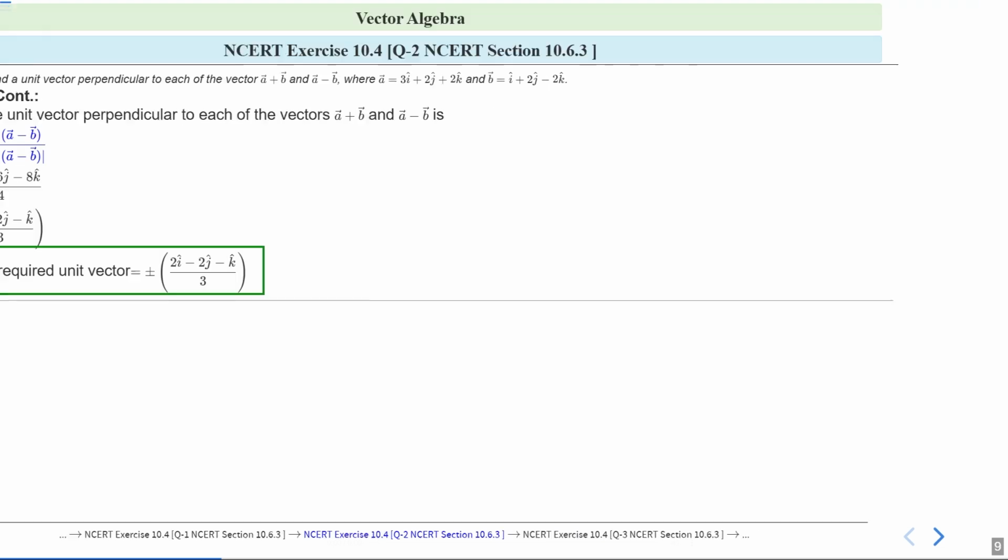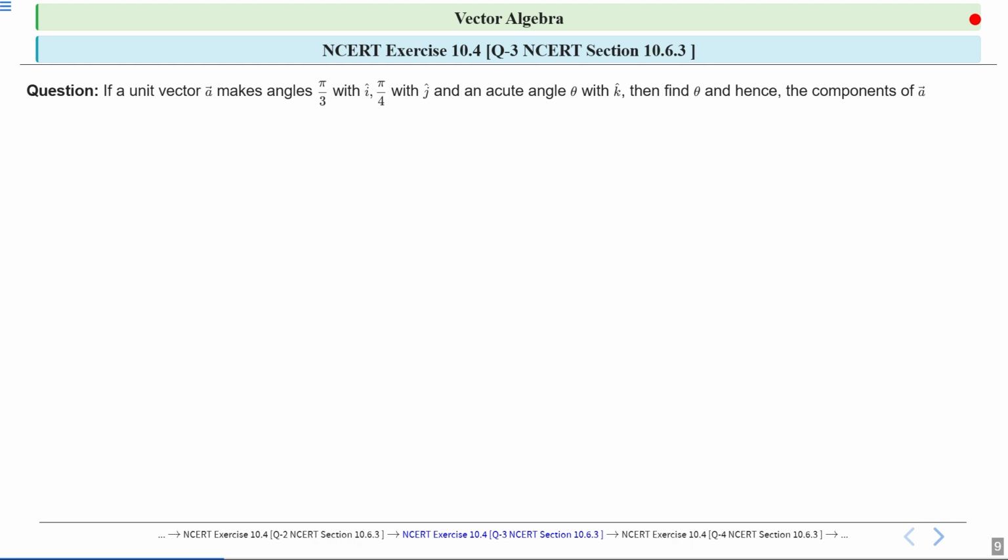Okay, let's move to the next part. NCERT exercise 10.4 question number 3. So we are given a unit vector A that makes an angle pi by 3 with i cap, pi by 4 with j cap, and an acute angle theta with k cap. The question asks us to find the value of theta and then determine the components of the vector A. Clear? Then find theta and hence the components of A vector.